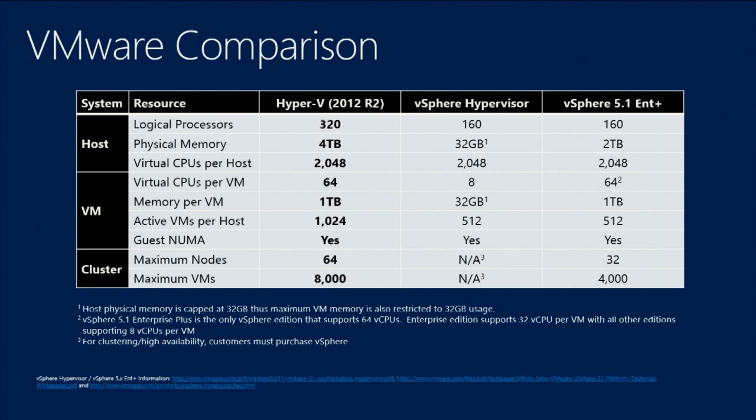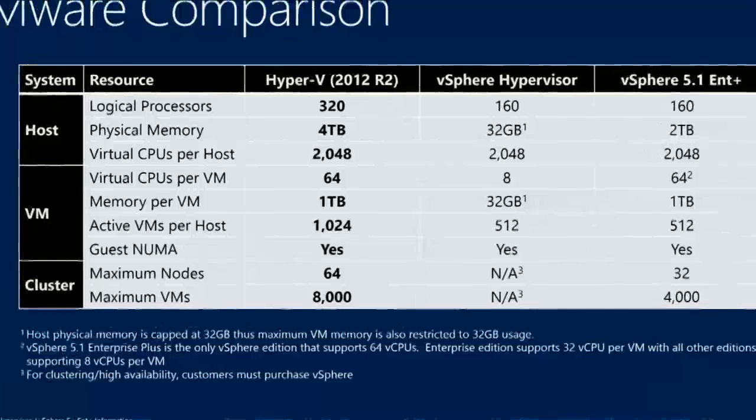Where it gets a little bit more specific is where we start to look at the virtual procs per VM. 64 for Hyper-V, 8 for the vSphere hypervisor, that free edition. And it's only when you go to vSphere Enterprise Plus that you get the 64 virtual procs. You drop it down, you go to 32 with Enterprise, you drop it down further to Standard, and you're into 8. So if you've got a requirement for a niche workload that needs additional CPU and processing power, then Hyper-V is a great fit for that, as is vSphere 5.1 Enterprise Plus.